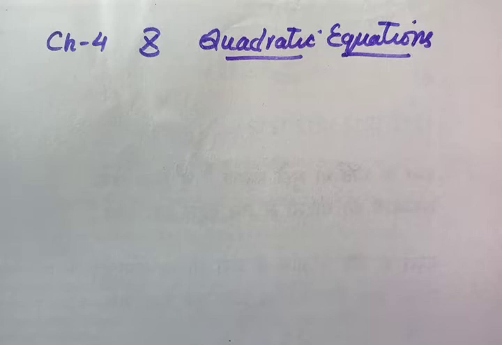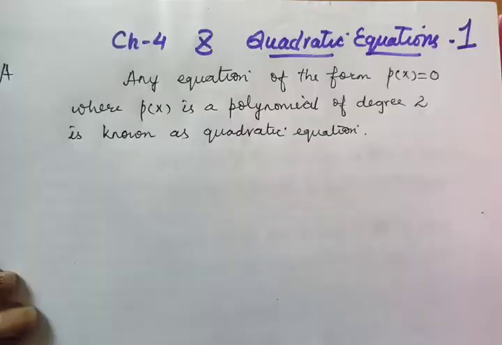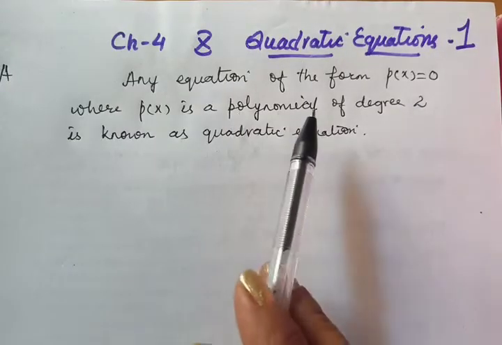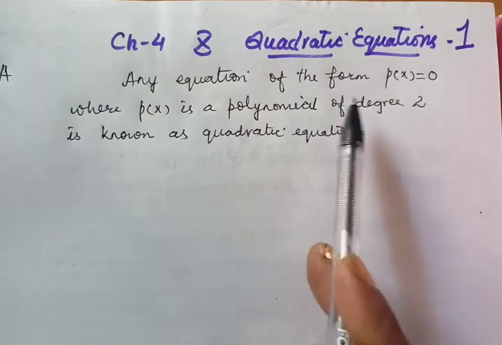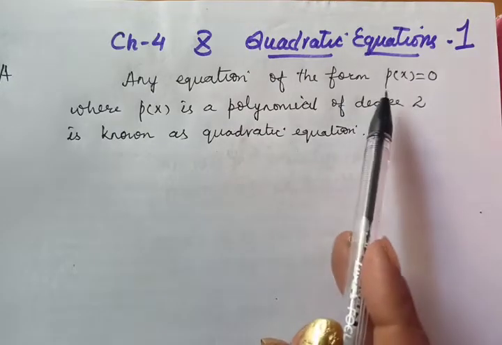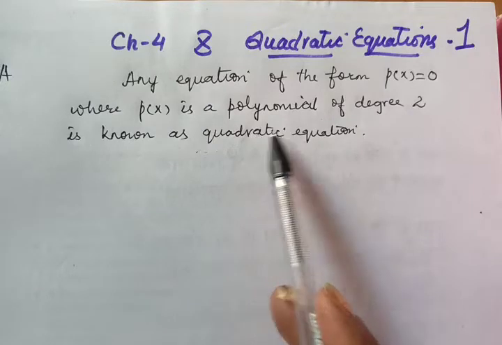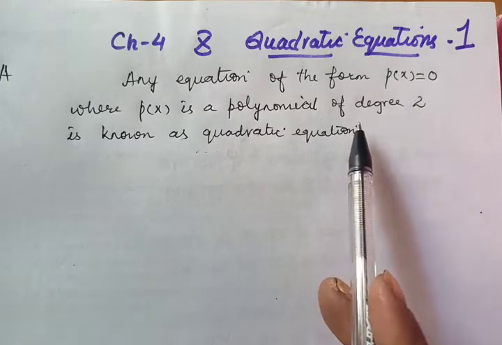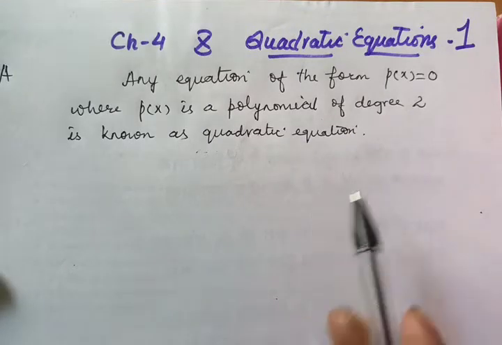So first of all, let's understand what are quadratic equations. Quadratic equations होती क्या हैं? Any equation of the form p of x is equal to 0, where p(x) is a polynomial of degree 2, is called a quadratic equation, right?